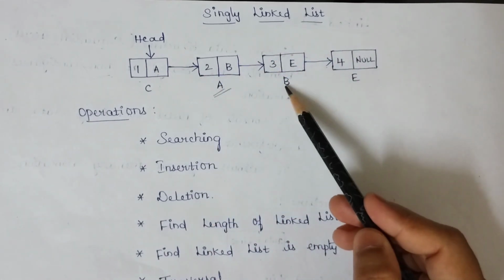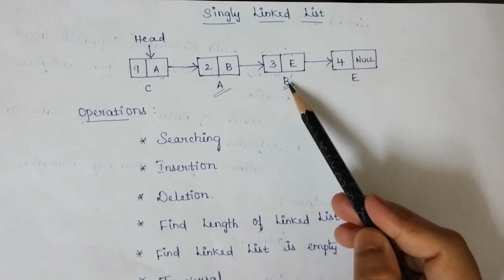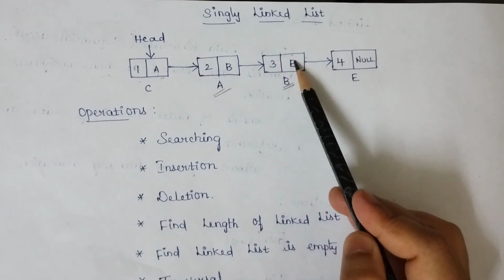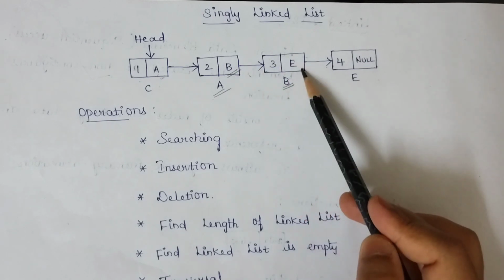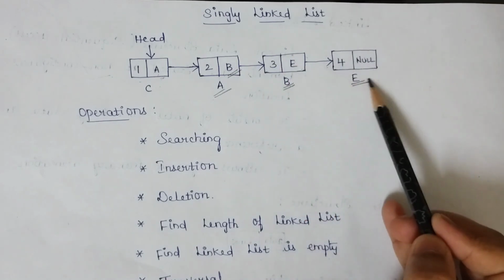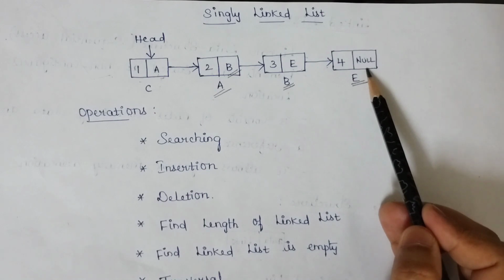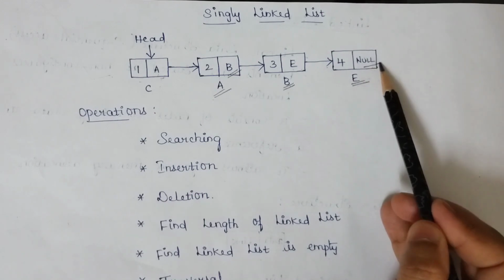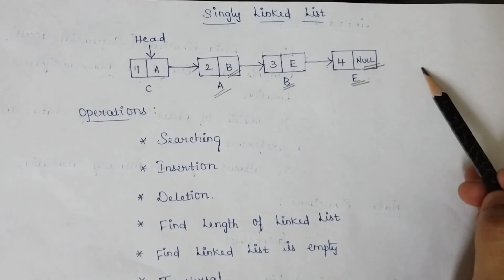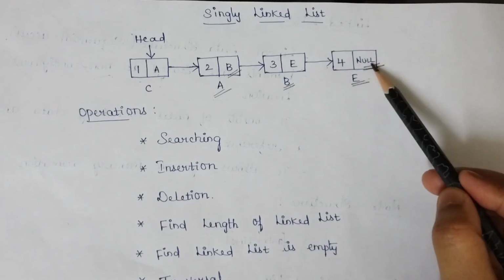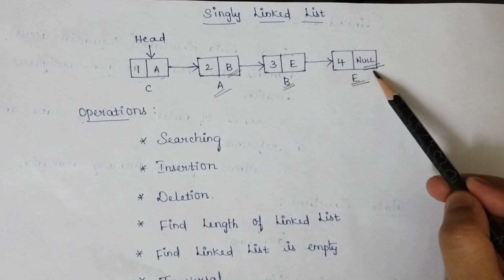In the same way, if you look here, this memory location is B, and this node is linked with this node, so it contains the reference B, memory location B. In the same way, the next node has the reference of the next node, that is E. And at last, the last node always contains a null reference pointer, because this is the end of the list. After this, you don't have any nodes to be connected. So always the last node should end with the null reference pointer.